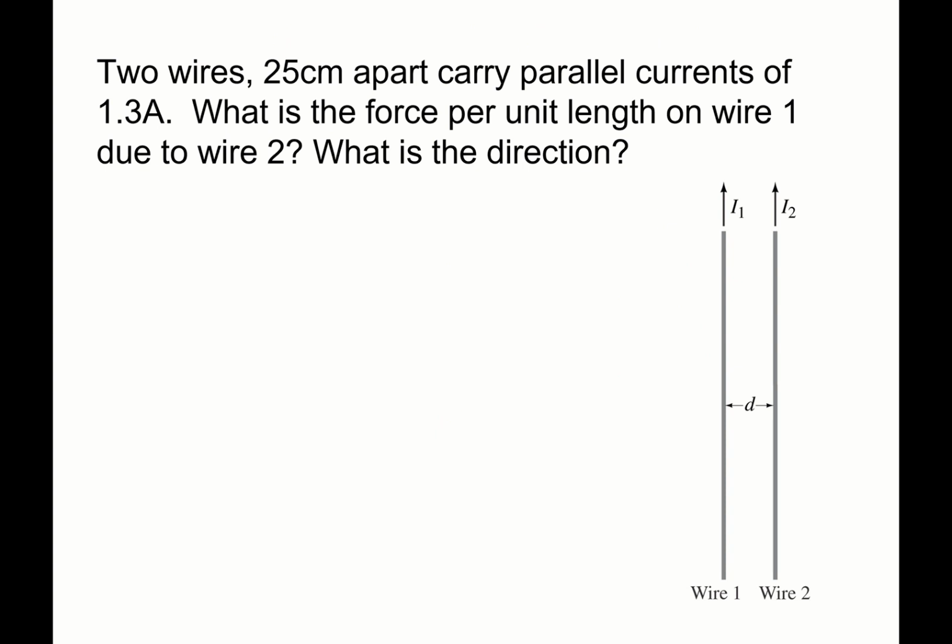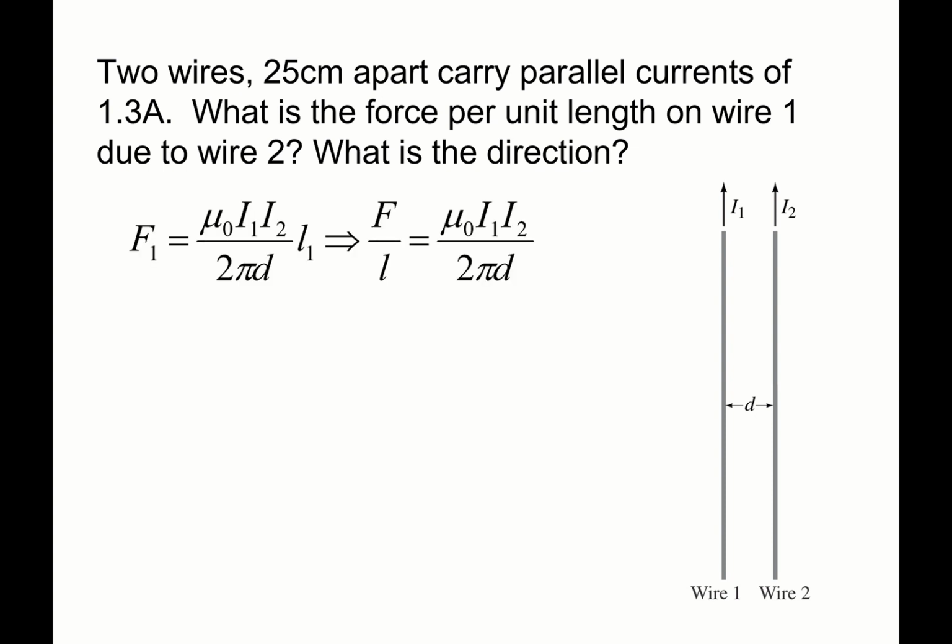So let me do a quick example here. So here I've got two wires, 25 centimeters apart. They carry parallel currents of 1.3 amps. What's the force per unit length on wire 1 due to wire 2? And what's the direction? So force per unit length is mu0 over 2 pi I1 I2 over d. So I know the currents. They both are 1.3 amps. I know mu0. I know the distance between them is 25 centimeters or 0.25 meters.